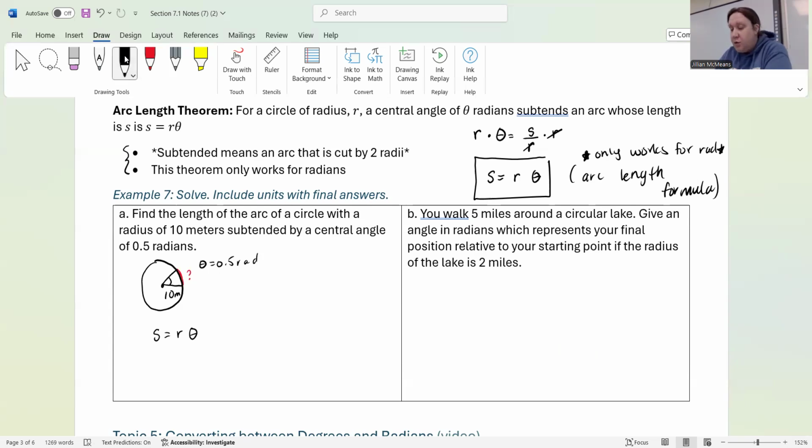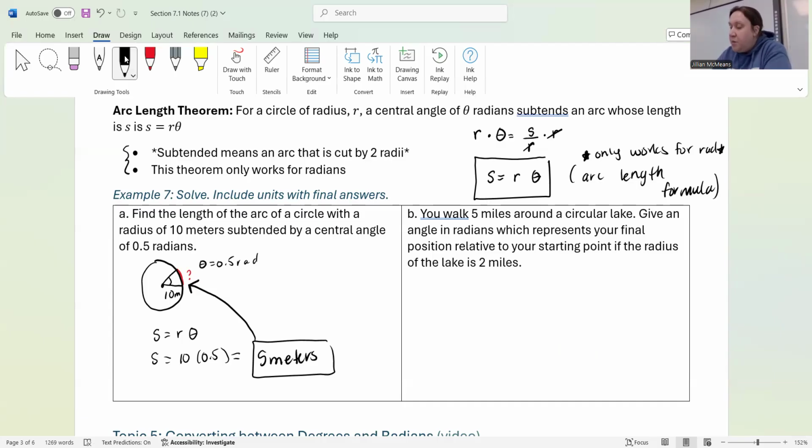Okay, so let's fill in what we know. We know that the radius is 10 and we know that theta is 0.5. So S equals 10 times 0.5, which is just 5. So we get 5 meters. So this arc length right here is 5 meters. Okay, so it's that simple. It's just a formula that we can use.